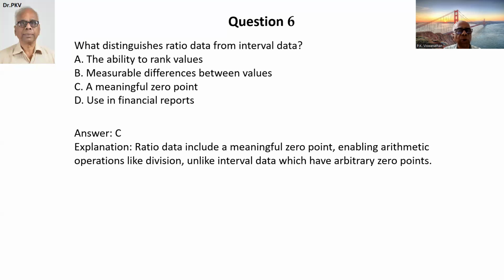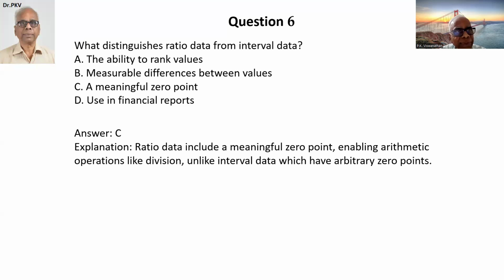Ratio data include a meaningful 0 point or absolute 0, enabling arithmetic operations of all kinds, division, multiplication, etc. Whereas in interval data, we have only arbitrary 0 points. In other words, interval data is pretty good, but it doesn't have absolute 0. If you look at scales of measurement, nominal, ordinal, interval, and ratio, in this order, it moves. Nominal is the least measurable one, which you can do only counting.